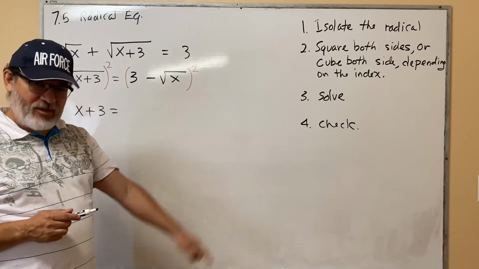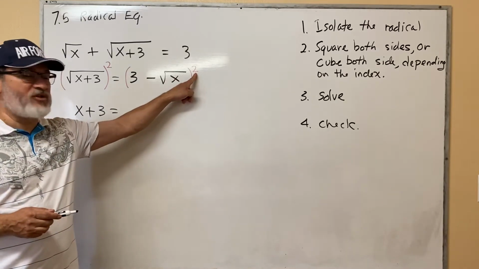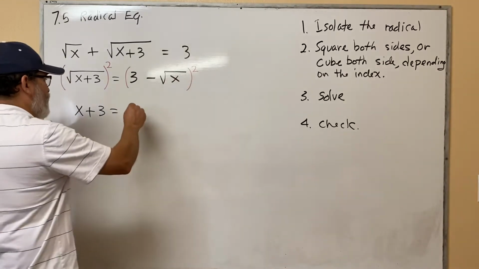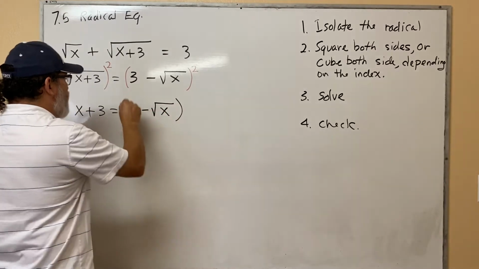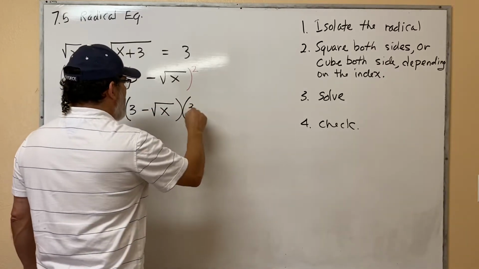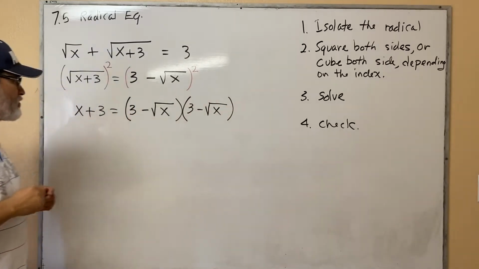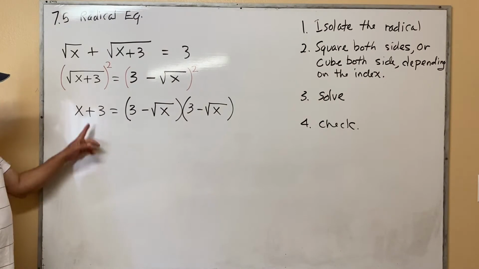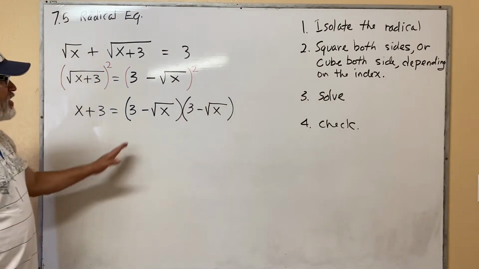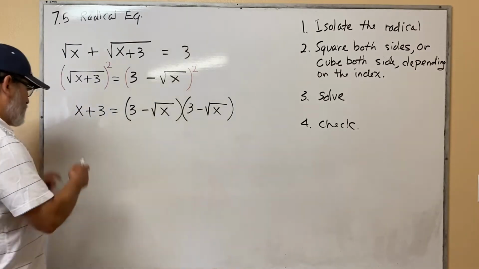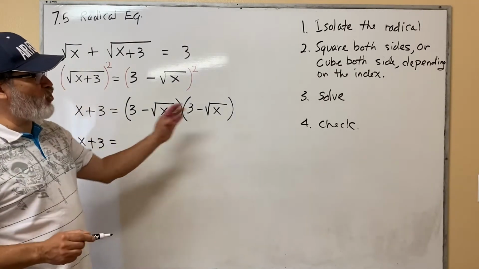I'm going to show you once, okay? So watch this. You see this? I'm going to write it twice according to this power. 3 minus the square root of x once. 3 minus the square root of x twice. There you go. Okay? This radical went away because I squared the square root. Now I'm going to FOIL. So this x plus 3, let me FOIL this.